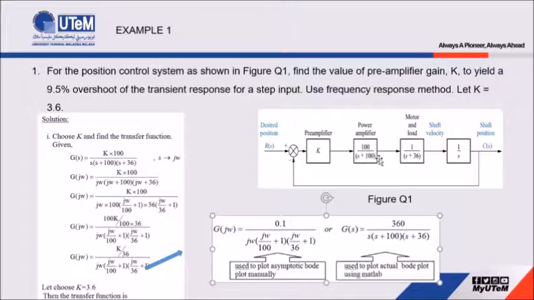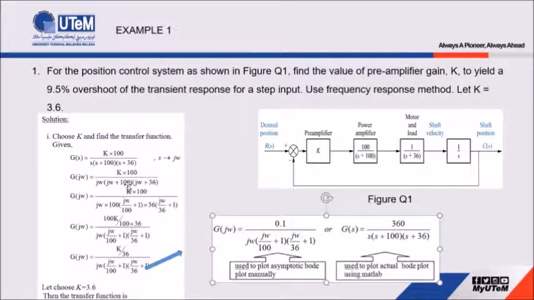To solve this, first we combine all the block diagrams until we get only one transfer function. After we combine everything, we get G(s) equal to K times 100 divided by s times (s plus 100) times (s plus 36). We change all this s to j omega, so the equation becomes like this.